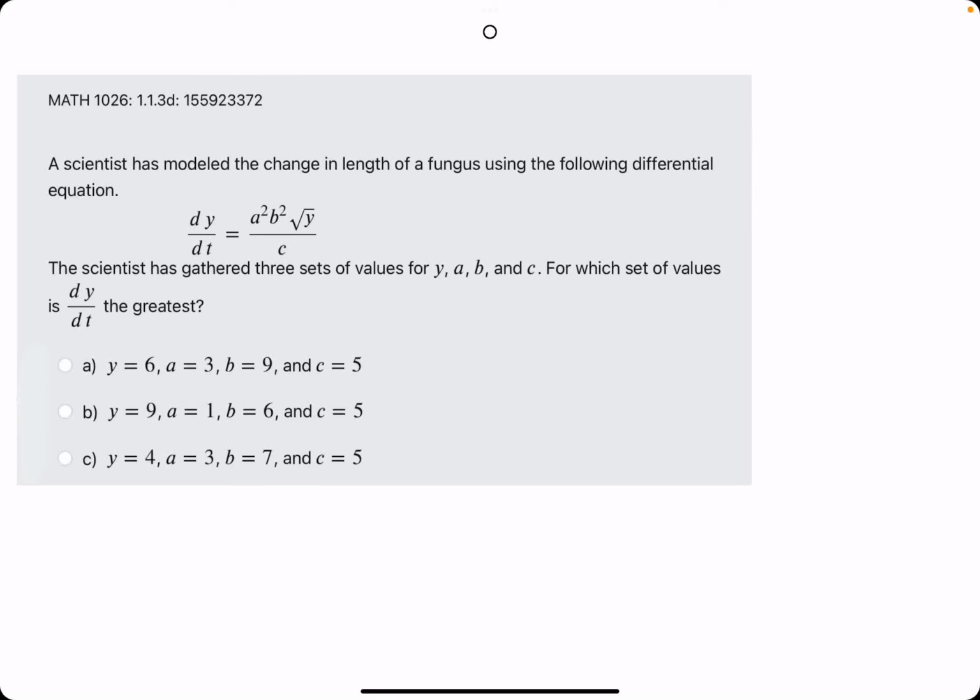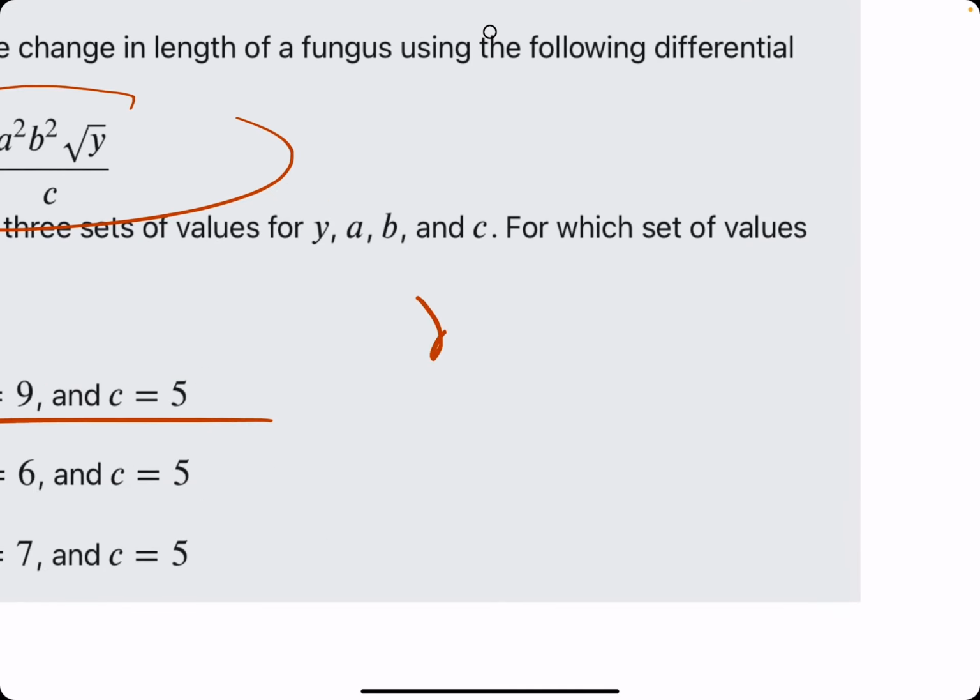Okey dokey. Second example for this problem, I'll work it out a bit faster. If you'd like more of a breakdown, visit the first example I've worked out. All right, so we're plugging and chugging options A, B, and C into the equation here to see which one gives us the greatest dy over dt value.